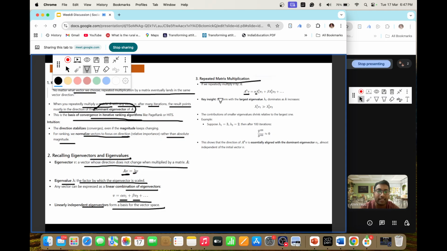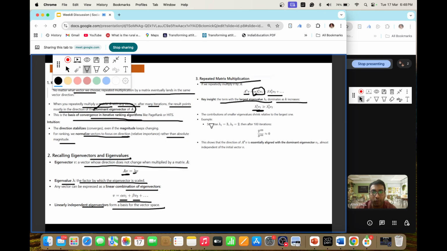So the key insight in terms of the largest eigenvalue is that lambda 1 dominates as k increases. If we increase k, then as lambda 1 is greater than lambda 2, lambda 3, etc., this term will be very much bigger than all the other terms, okay. So this term will actually dominate. The first eigenvalue, the largest eigenvalue, will actually dominate, okay.